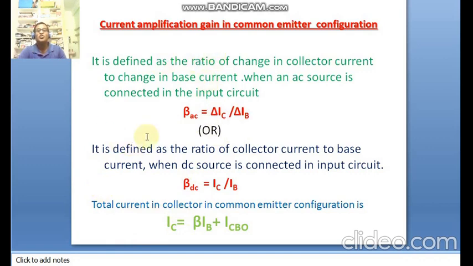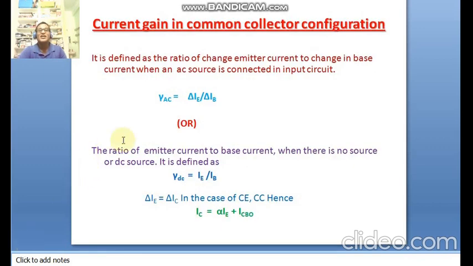In the case of common emitter, IC is equal to beta into IB plus ICBO. In this case also, ICBO represents leakage current in the circuit. Similarly, current gain in the common collector configuration. As we defined, the common collector is nothing but the collector terminal is common to the input circuit as well as the output circuit. Then that configuration is known as common collector configuration.